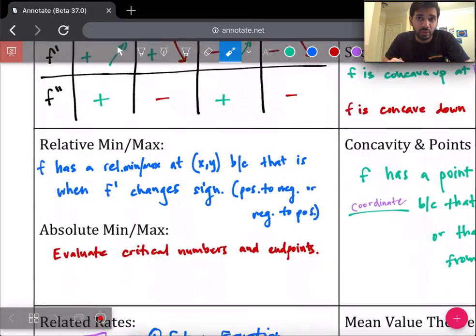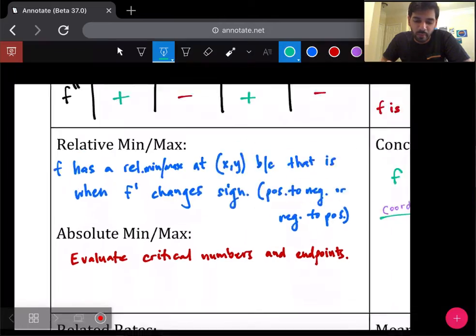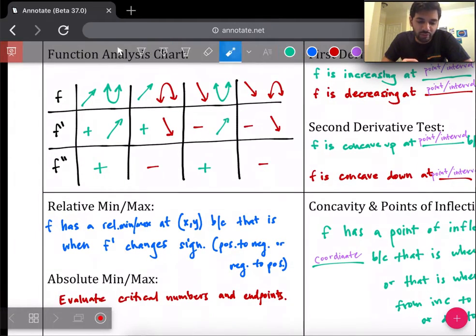We can also talk about relative minimums and maximums, or relative extrema. You can have a relative extrema at some coordinate, and your justification would be because that is when f prime changes sign. So for example, let's think about if f prime changed from positive to negative, it changed sign. Then your graph was increasing, its slope changed sign, and now became decreasing. So that means you have a relative maximum at the top of that.